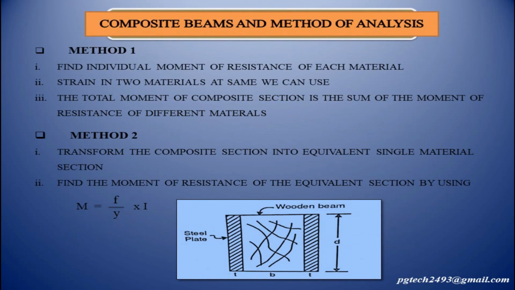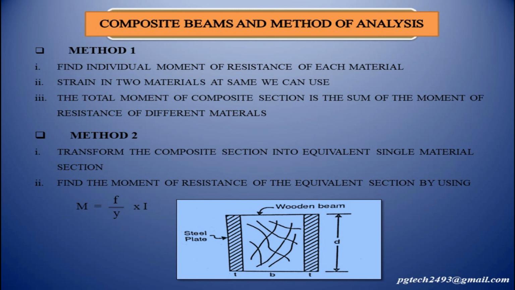Composite beams and method of analysis. So far, the beams under the action of bending were made of only one material. To enhance the load carrying capacity of beams, especially the wooden beams, more than one material may be used in its construction. The different materials are rigidly connected to one another so as to behave as a composite beam. Figure shows steel plate and wooden beam are rigidly connected to form composite beams. They have different elasticity. Ratio of their elasticity is called the modular ratio.